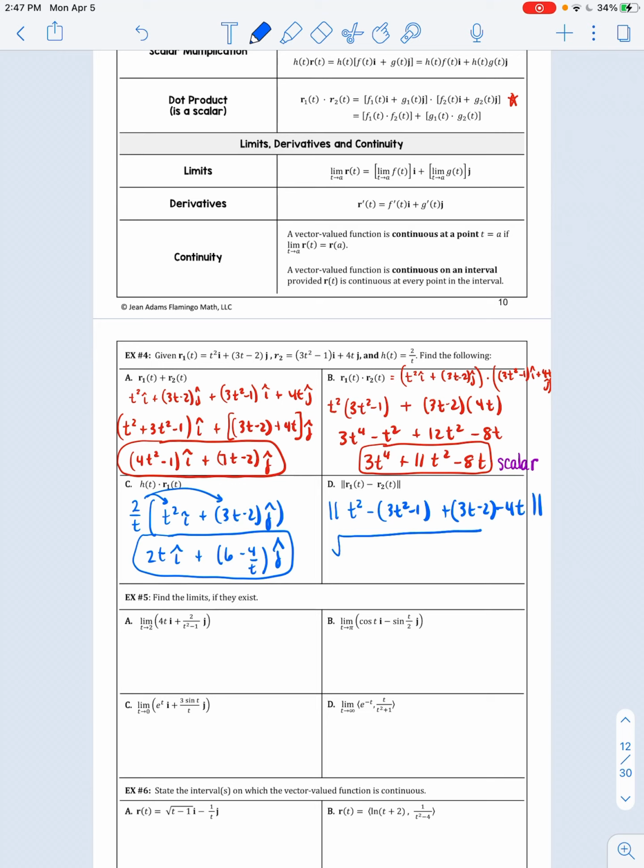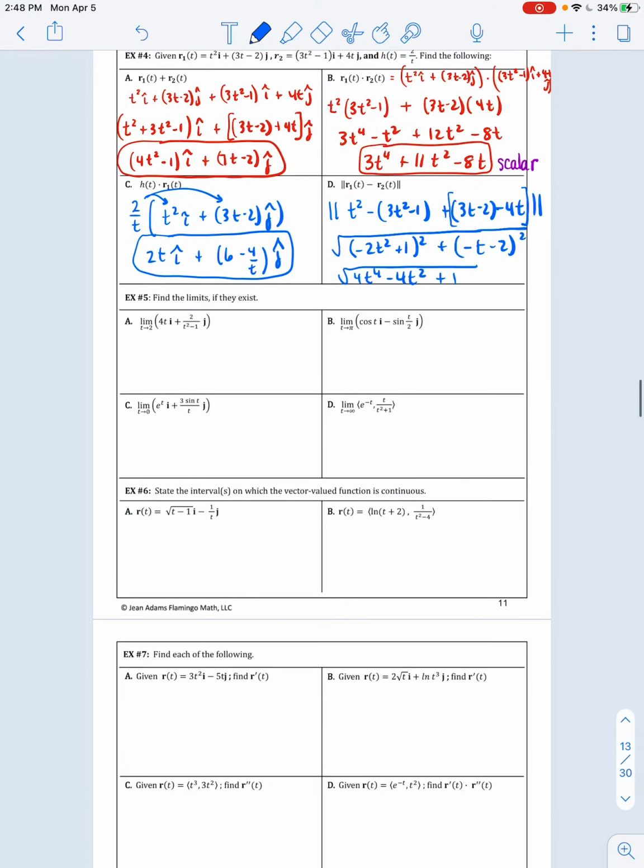And this is going to be the square root of, we get negative 2t squared plus 1 squared plus, and then this one, because you have to kind of add those together like that, is going to give you negative t minus 2 quantity squared. And then I went ahead and multiplied those out. So I got 4t to the 4th minus 4t squared plus 1.